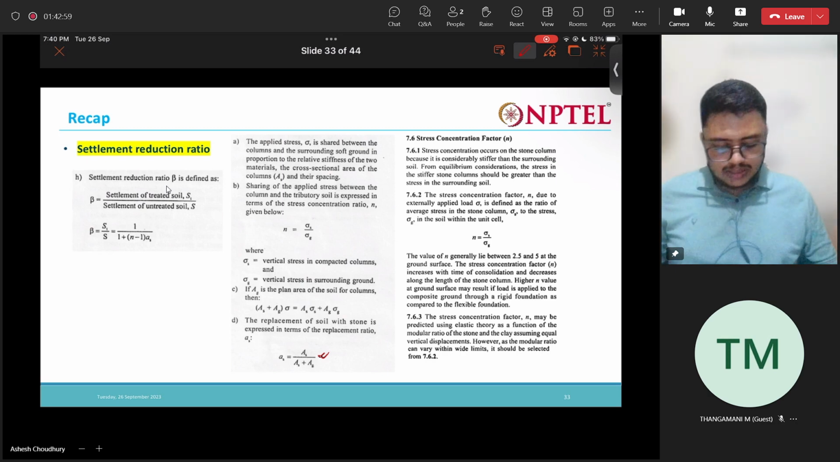Alright, obviously. The stress concentration factor is given by N is equal to sigma S by sigma G. What is sigma S? Sigma S is nothing but the vertical stress in the compacted columns, and sigma G is the vertical stress that is taken by the surrounding soil. So this stress concentration factor N generally lies between 2.5 to 5.